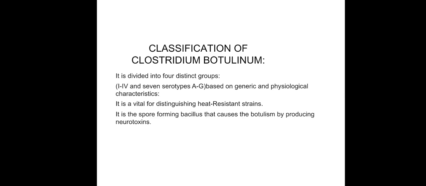Classification of Clostridium botulinum. It is divided into four major groups, 1 to 4, and 7 serotypes, A to G, based on genetic and physiological characteristics. It is a heat-resistant strain. It is a spore-forming bacillus that causes botulism by producing potent neurotoxins.